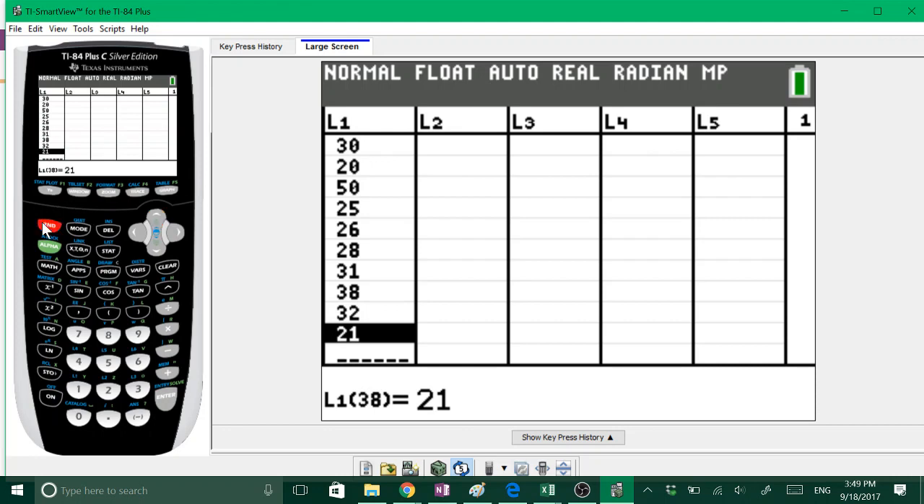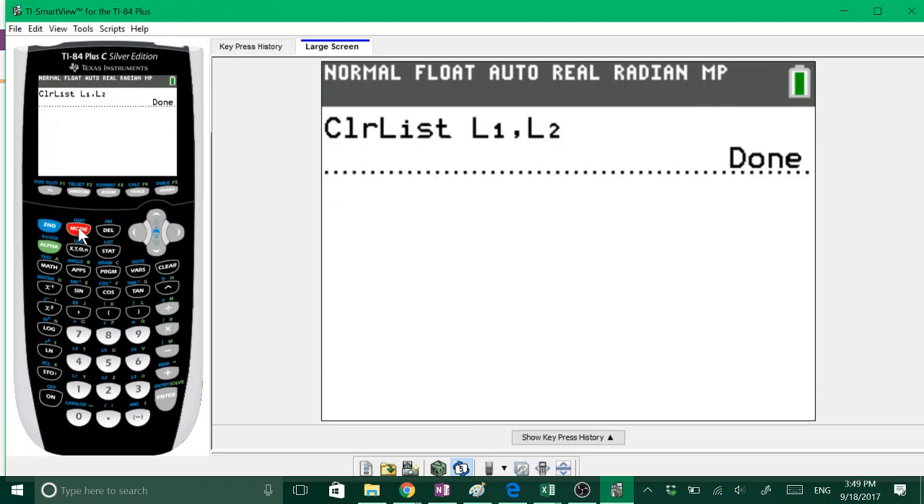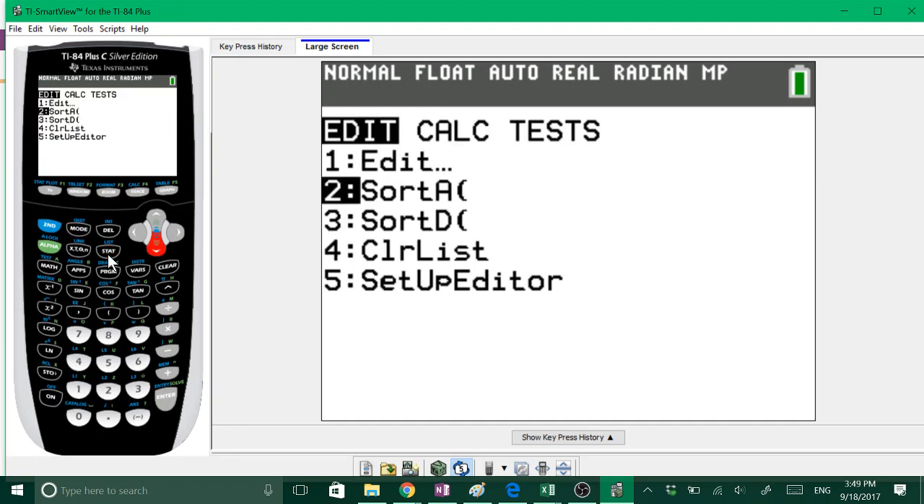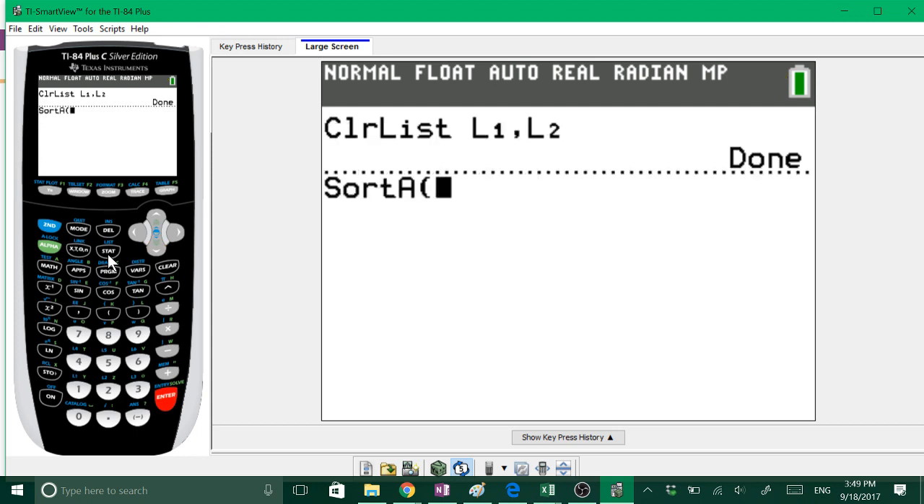Okay. And to make life easy, quit and go to the home screen. Then you want to sort that list from small to big. So we can go to stat, sort A, that's sort ascending, put L1 in there, close the parenthesis, and that tells the calculator to sort L1 in ascending order, small to big.